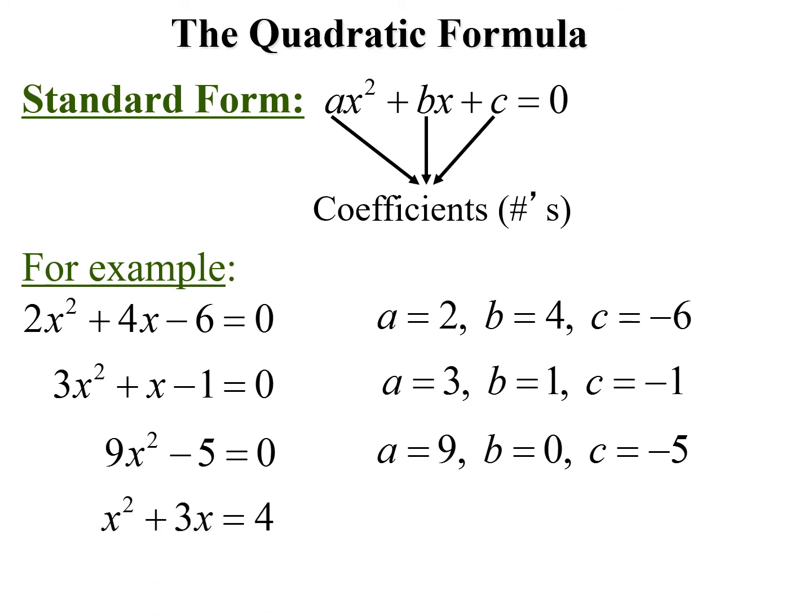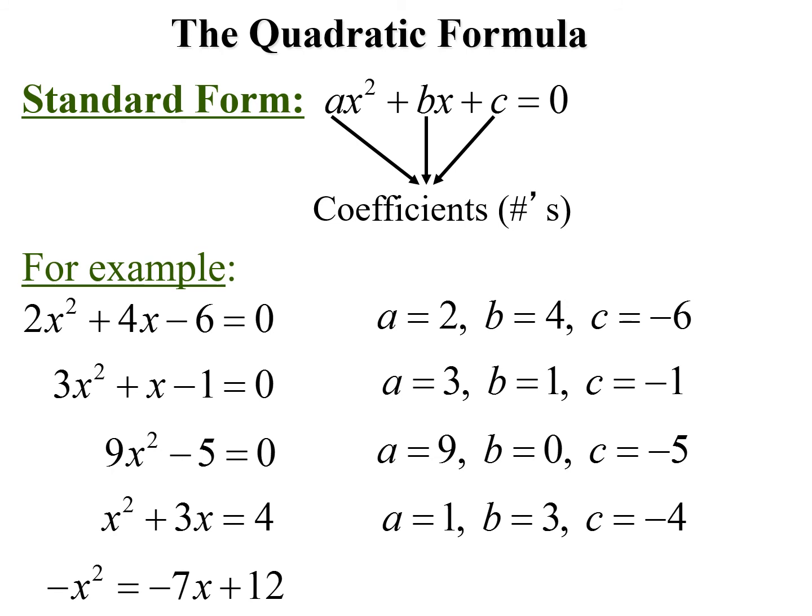If I have something like x squared plus 3x equals 4, right now it's not in standard form. We need to subtract 4 from both sides so that we have a 0 on the right. So once I do that, then a would be 1, b would be 3, and c would be negative 4 because I'm subtracting 4 from both sides. For our last one that we're just going to look at identifying a, b, and c, we have negative x squared is equal to negative 7x plus 12.